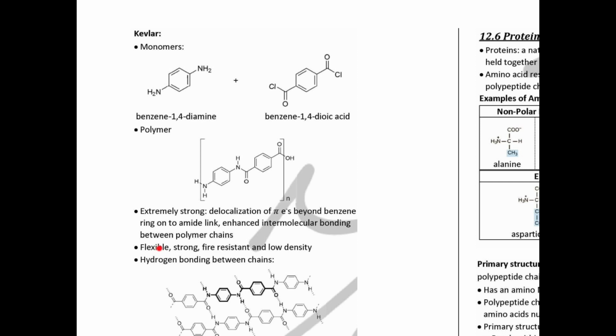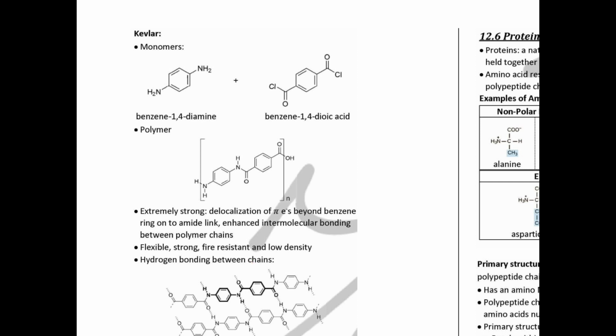Flexible, strong, fire resistant, and low density. So you see, that's why we can use it to make the bulletproof vest, because it's flexible. So we can use it to make that kind of clothing, and it is strong enough to protect the police from bullets. And then the next point, hydrogen bonding between chains.